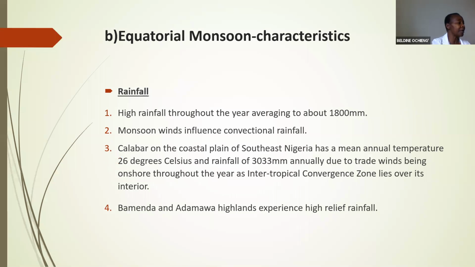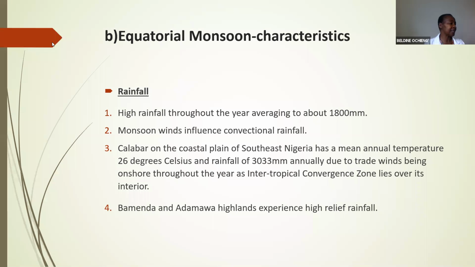Then we go for rainfall. High rainfall throughout the year, averaging about 1,800 millimeters. That is high. So long as it's beyond 1,000, it is high. Then monsoon winds influence convectional currents. Those monsoon winds are from the ocean. They are driven by the currents, so they influence convectional rainfall.